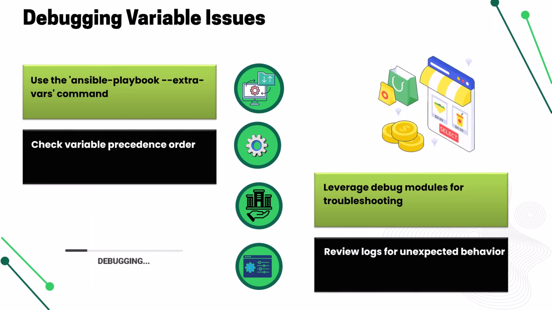Debugging variables is detective work. Find the clues. Extra vars lets you override values on the fly. Understanding precedence ensures you know who's in charge. Debug modules act as your magnifying glass, helping pinpoint problems. And when in doubt, the logs never lie. They'll tell you what's really happening.